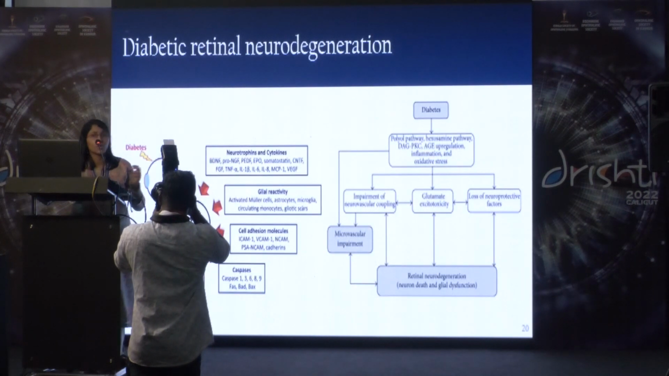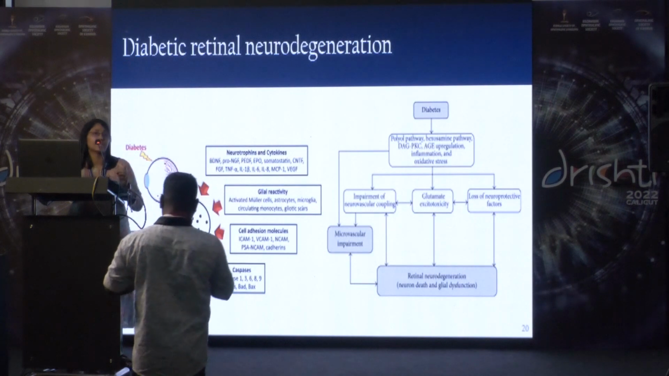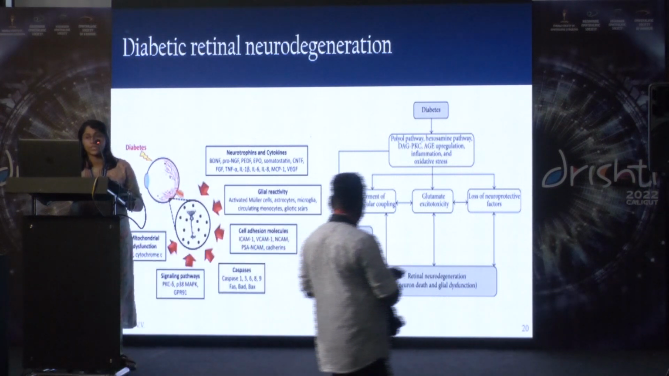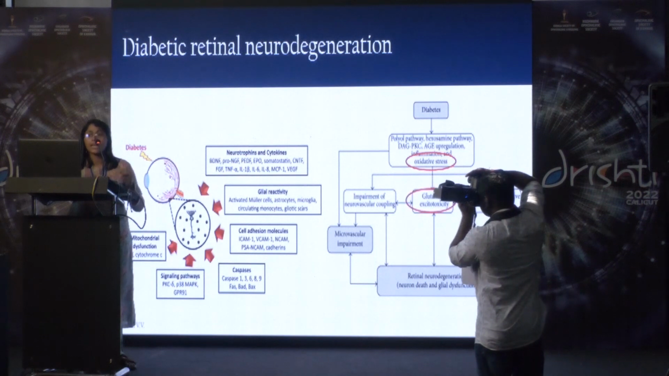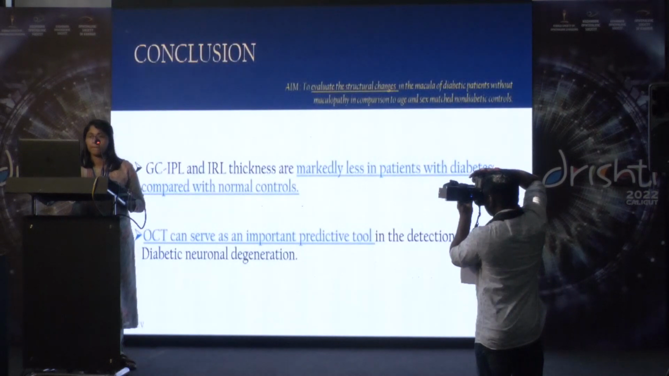This is a short diagram to show you what is happening in diabetic retinal neurodegeneration. Various pathways result in oxidative stress and glutamate excitotoxicity, finally resulting in neuron death and glial dysfunction.